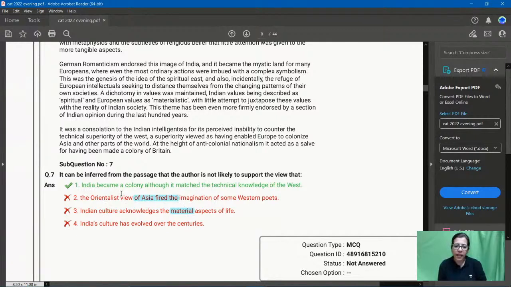Now, check option 1. India became a colony although it matched the technical knowledge of the West. The last paragraph had talked about technical knowledge. Go back and check quickly. It was a consolation to the Indian intelligentsia for its perceived inability to counter the technical superiority of the West, a superiority viewed as having enabled Europe to colonize Asia and other parts of the world. This does not mean that the technical knowledge of India and the West was the same. It matched, definitely not. So definitely this is something that cannot be inferred. This is false. I eliminate this. However, many students must have marked 3.